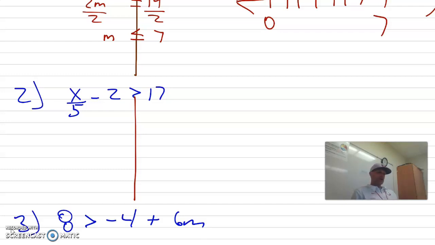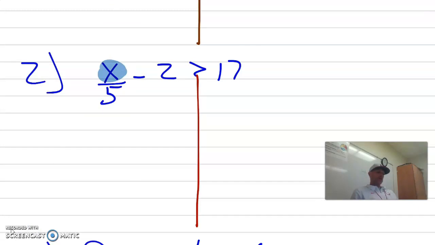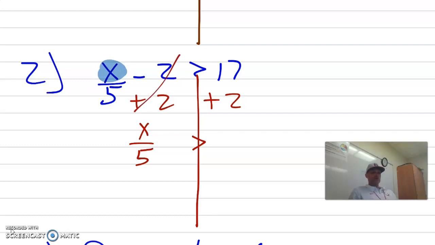We want to isolate the variable. The variable is the x. We want to get that by itself by doing inverse operations. So what's the opposite of a minus 2? Plus 2. Whatever you do to one side, you have to do to the other. So x divided by 5 is greater than, remember, negative 2 and positive 2 is just 0, so you mark it out, 17 plus 2 is 19.